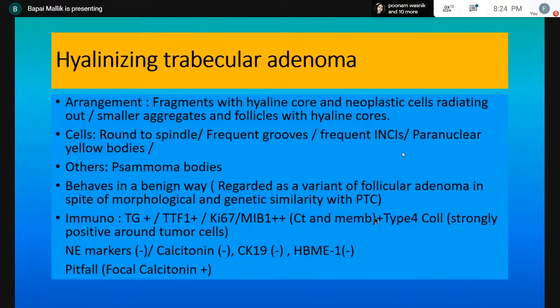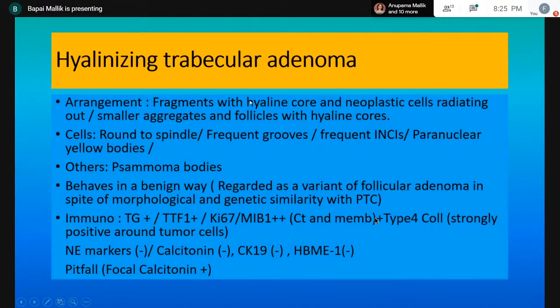It's called the hyalinizing trabecular adenoma, and I guess that many cytologists across the world have made the mistake of calling this particular variant a papillary thyroid carcinoma. So it's called the hyalinizing trabecular adenoma. This is not a papillary thyroid carcinoma. So here we have actually got a couple of cases I'm going to show you the pictures from.